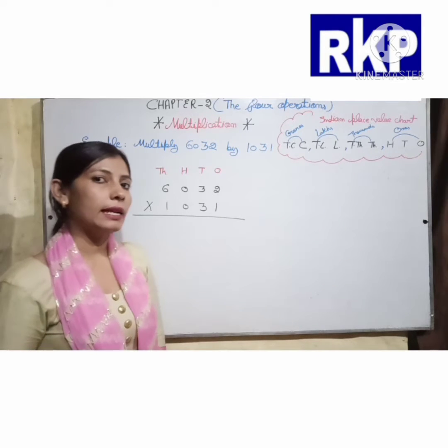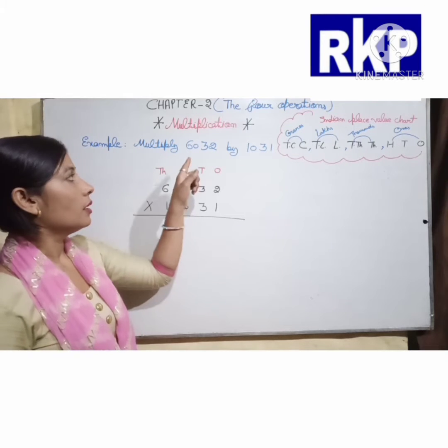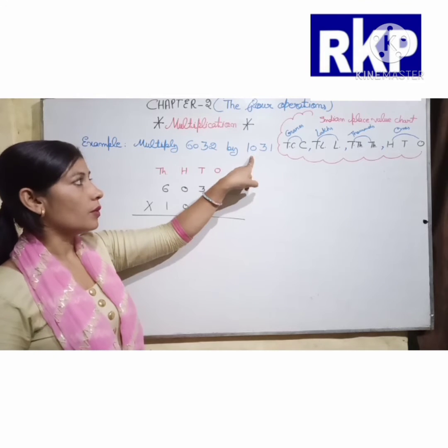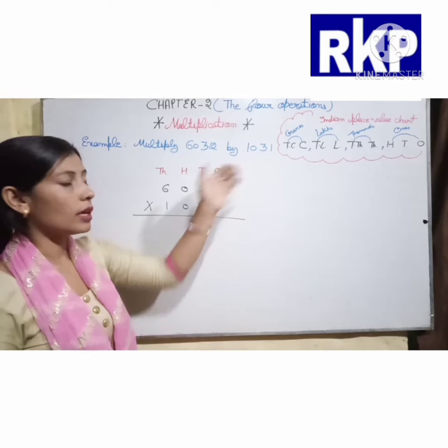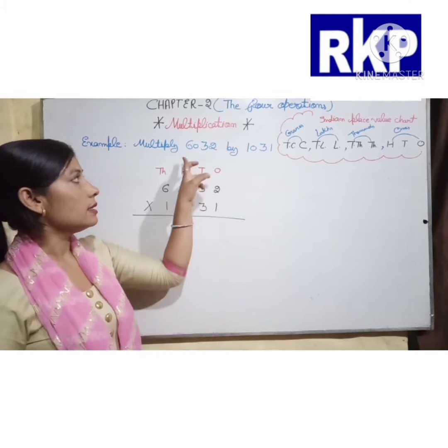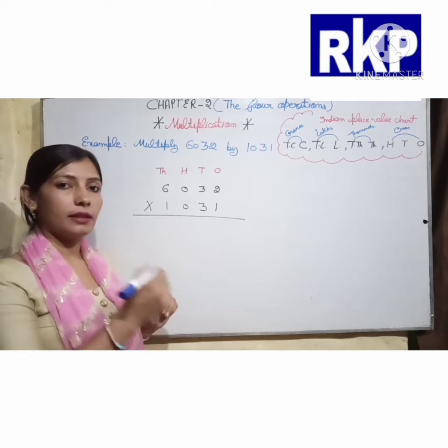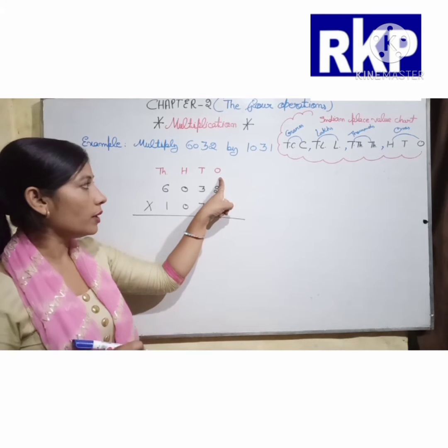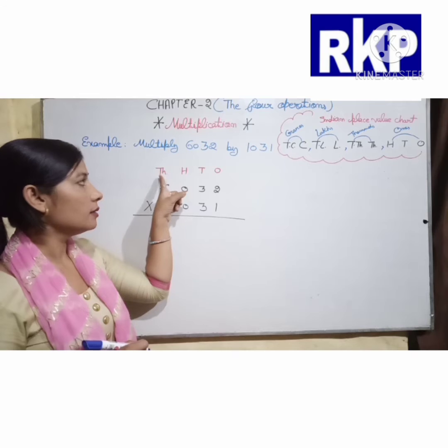Now students, let us take one example to understand multiplication. Here we have to multiply 6032 by 1031. Now let us see how we can multiply. First of all beta, we have to arrange these numbers according to their places, like addition and subtraction. So first of all we have to write places: ones, tens, hundreds, thousands.